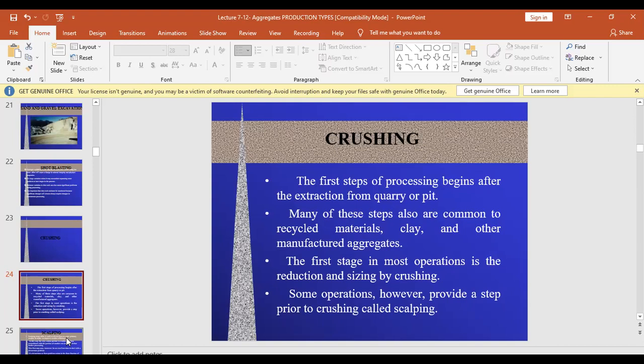Scalping means, what I mean is, if I ask you what scalp is, picking the things, right? Separating the stones by their size as well. Because you are not going to break a chunk of rock. You have to further process it. So some scalping is also required.